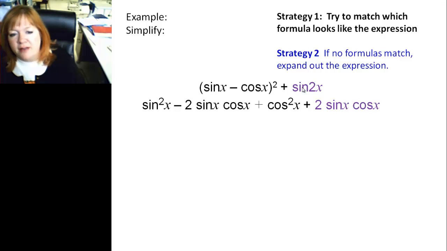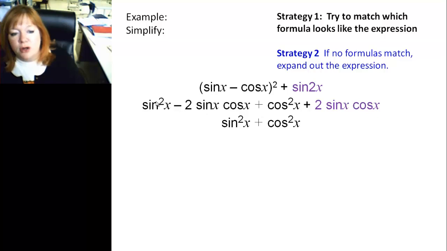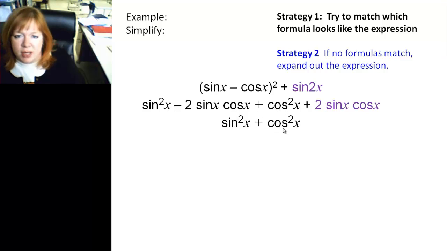So you have expanded out the expression, and let's see if anything cancels. Well, right away we see the minus 2 sine cosine cancels with the plus 2 sine cosine. So we end up with sine squared x and cosine squared x. Sine squared plus cosine squared is the same as, oh yes, you guessed it, 1. So my answer is 1.